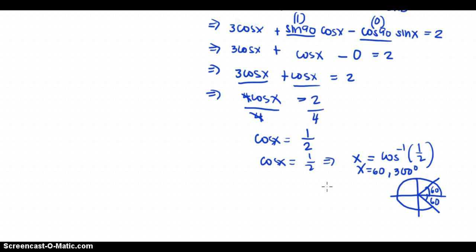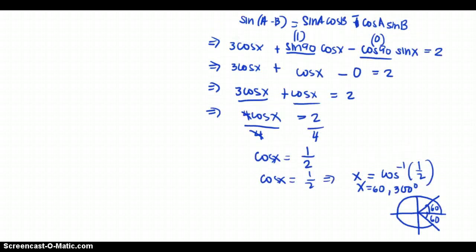Okay? So the x values that will give us cosine x equal to 1 half are 60 and 300. Okay, so that's it. So I hope you understand my solution.